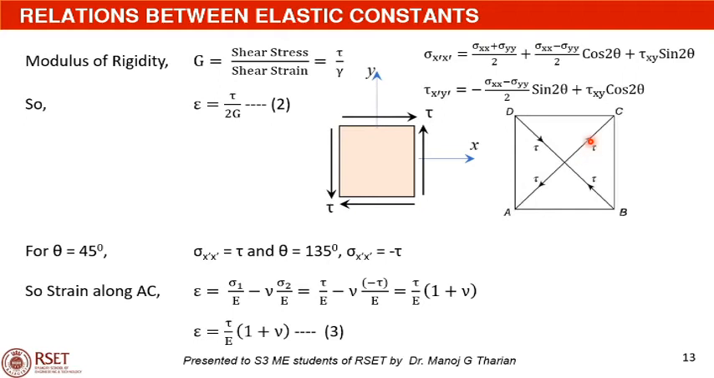Now, the linear strain along AC as a result of the stress along AC and the stress perpendicular to it can be obtained using this expression. Epsilon is equal to sigma 1 by E minus nu into sigma 2 by E. Here, sigma 1 is the stress along the direction where epsilon is measured, that is along AC, so sigma 1 is equal to tau, and sigma 2 is the stress perpendicular to it, that is sigma 2 is equal to minus tau. Substituting these values, we get linear strain epsilon is equal to tau by E into 1 plus nu, which is numbered as equation number 3.